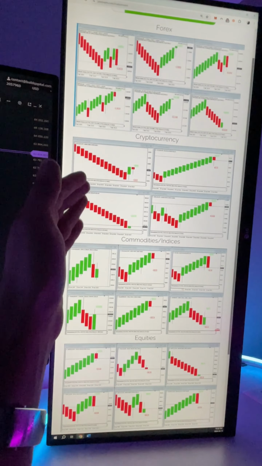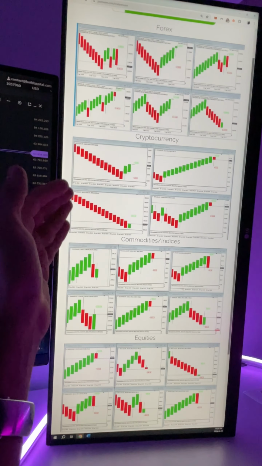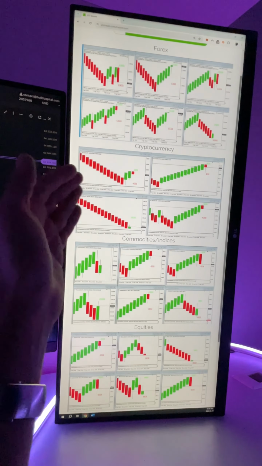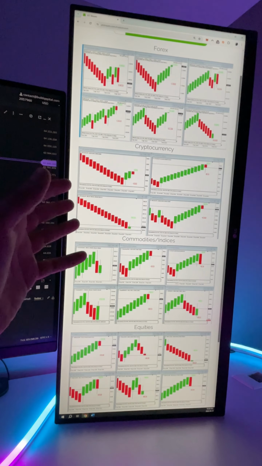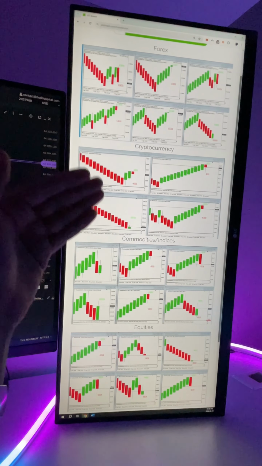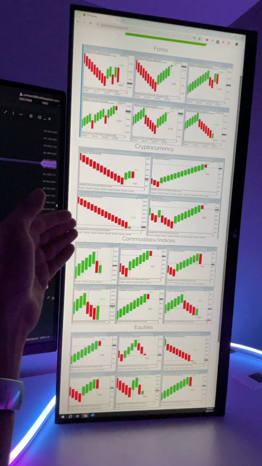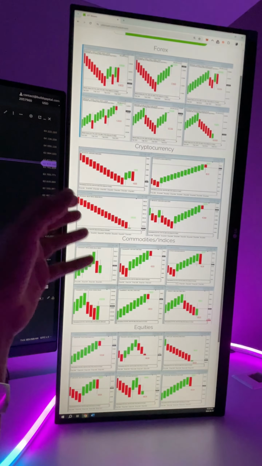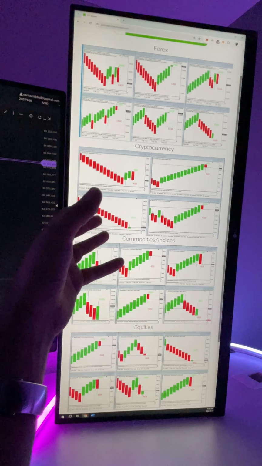Now, let's go ahead and talk about the audio signals. The audio signals are a completely custom signal set that we've developed. Basically, what it consists of is up to 70 to 75 different indicators that we've programmed at various parameters. And once all of these indicators come together, they trigger an audio signal.